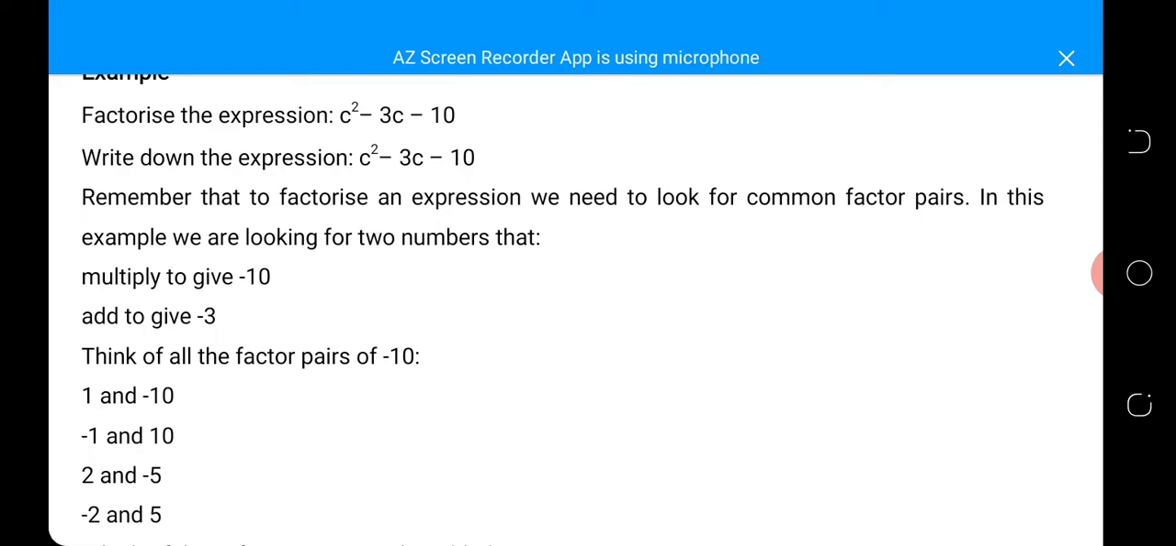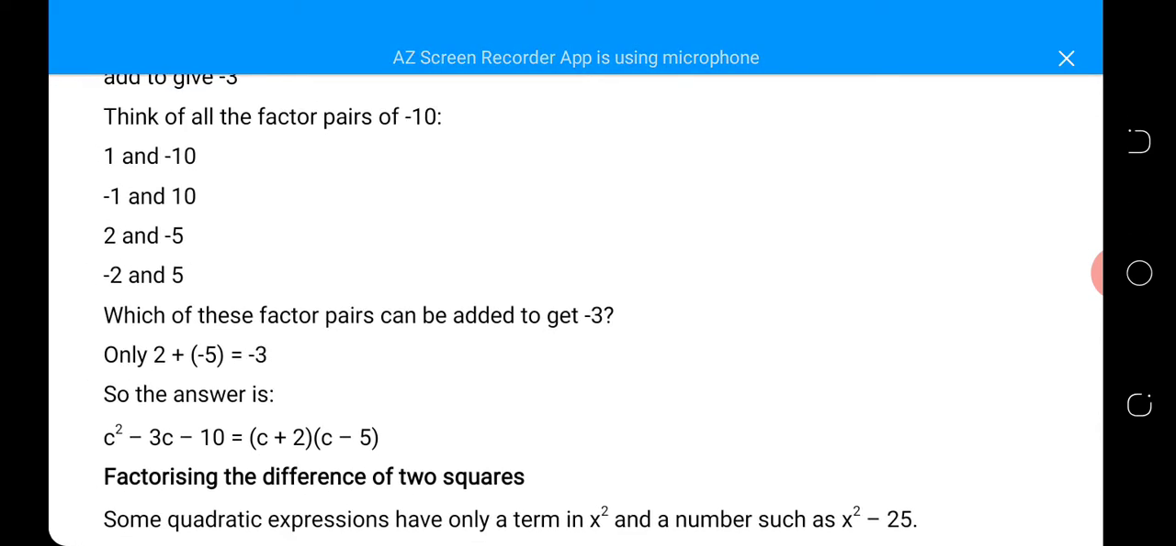Let's think of all the possible factors of minus 10. We have 1 and minus 10, minus 1 and 10, 2 and minus 5, minus 2 and 5. Now, the question is, which of these factor pairs can be added to get minus 3? Since all their products will give us minus 10.